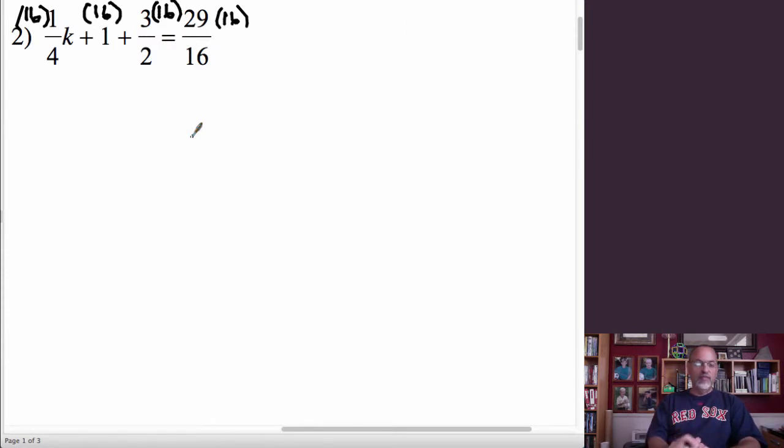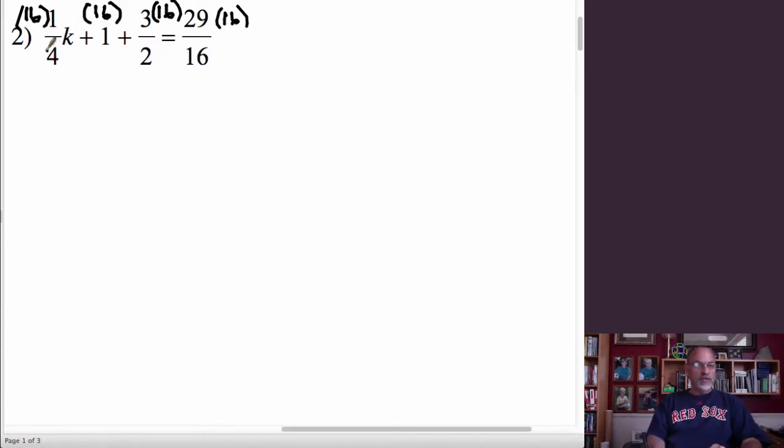And again, that's usually where students will make their mistake, is they're so focused on just removing fractions, they'll forget that, yes, we are removing fractions, but we're doing it by the multiplication property of equality, which says you have to multiply every term by that number.